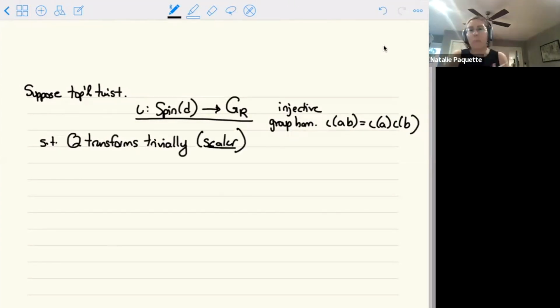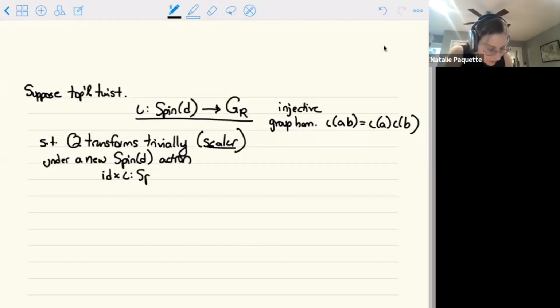So you are basically modifying all of the spins in your theory, and you modify them in such a way that Q, which used to be a spinor under the usual Lorentz group, now is a scalar under a new twisted Lorentz group, where you've twisted by the action of some of your R symmetry generators. So Q transforms trivially, or as a scalar, under a new spin D action, which is defined via this map.